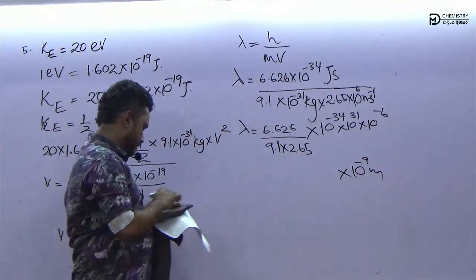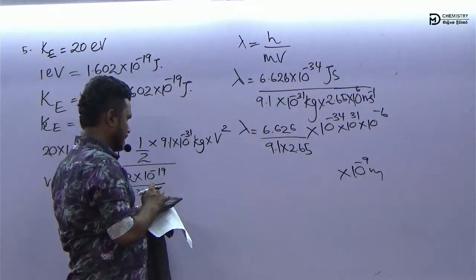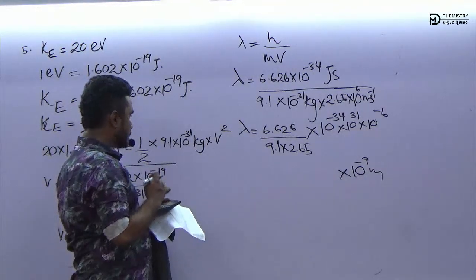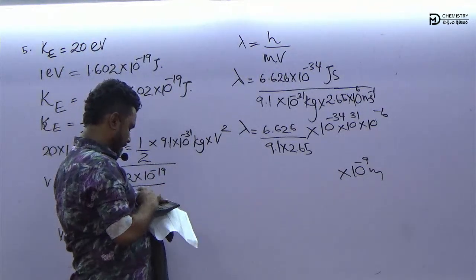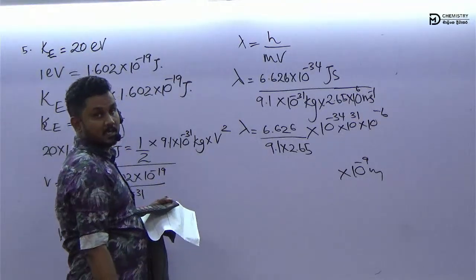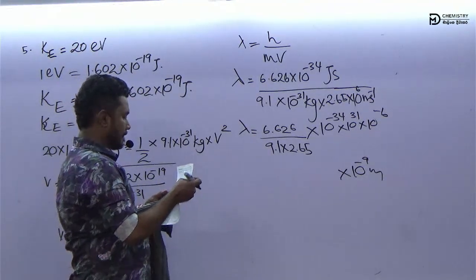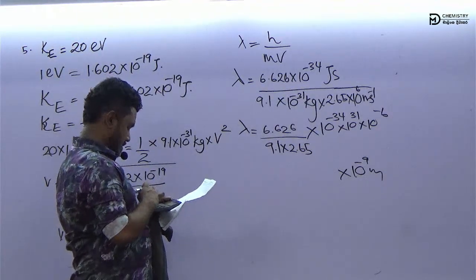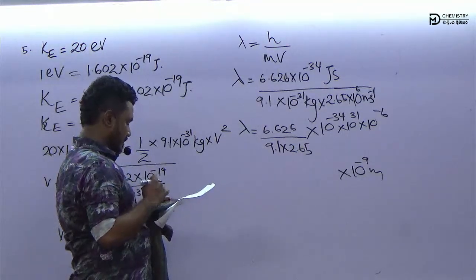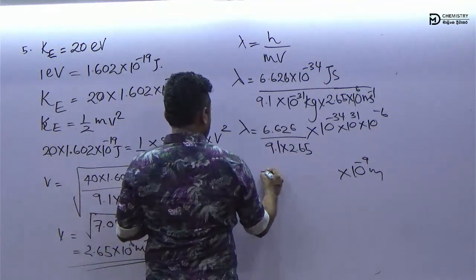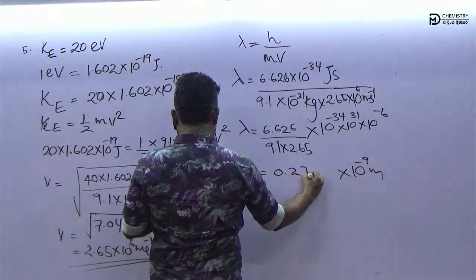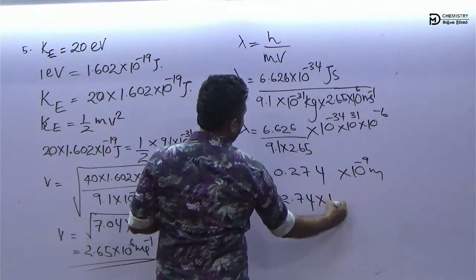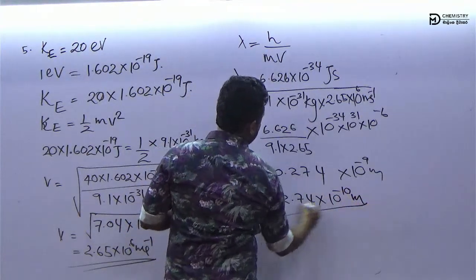Okay, let's simplify the answer. 6.626 divided by 9.1. You can't use calculators, you can use only the logbook. Then divide by 2.65. My answer is 0.274. So 2.74 into 10 to the power minus 10 meter is the answer.